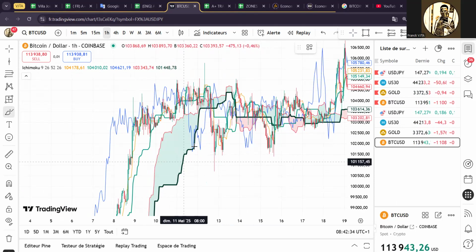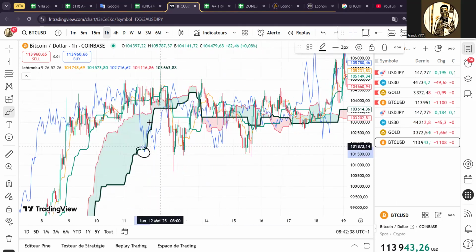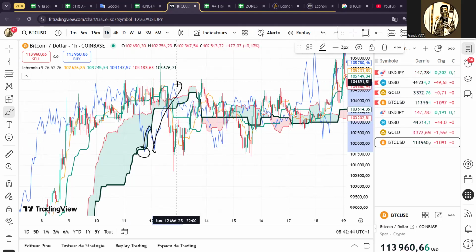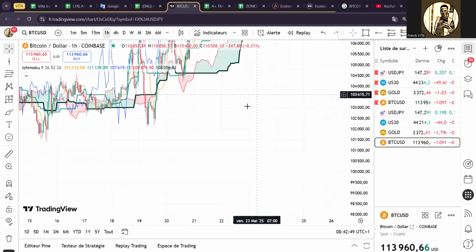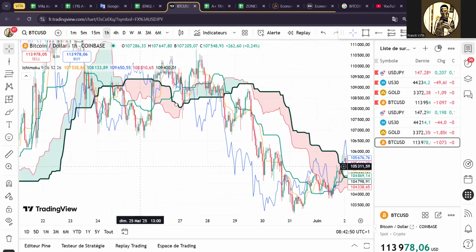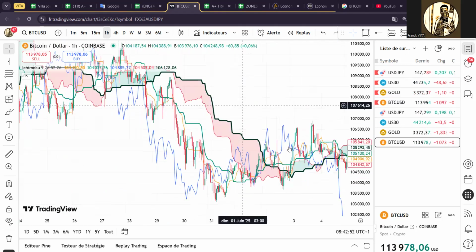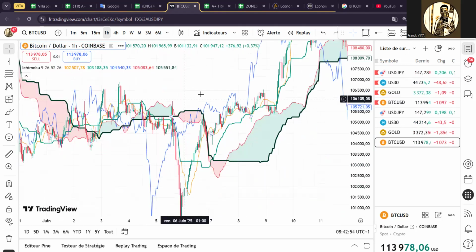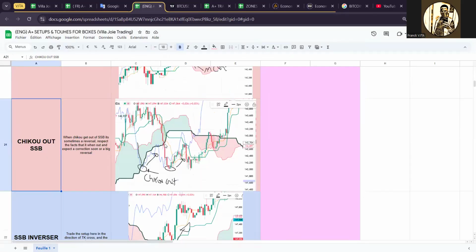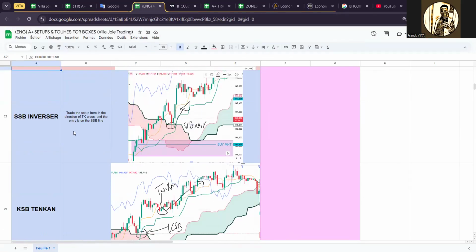See, for example, Chikou went out of SSB here, then retraced again inside SSB, then went out again, then retraced out, retraced to the other side. That's the common pattern of Chikou and SSB. It will have a retracement. It can be short, it can be long, but this is one of the setups too. Okay, so those were reversal setups. Now let us talk about an inverted SSB.